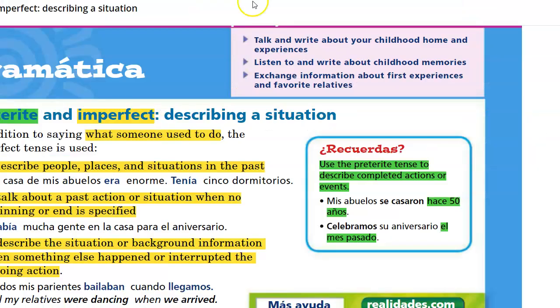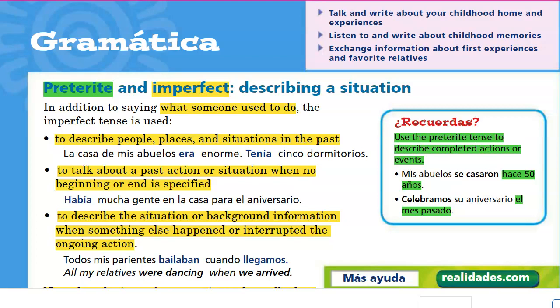And again, this is in reference to the notes that we took last class on page 219, with the objective of you being able to talk and write about childhood memories and experiences, and using the preterite and the imperfect together to tell a story, essentially, in the past. Preterite is used for those completed actions that happen only once and that have a specific reference in terms of when it happened in the past.